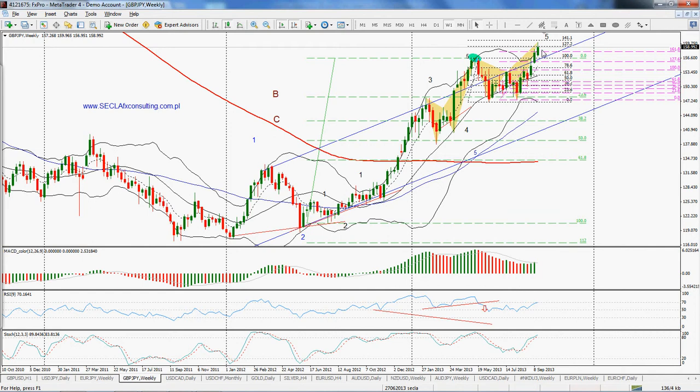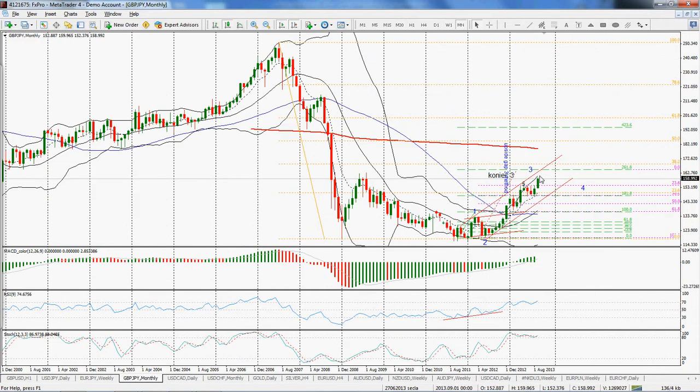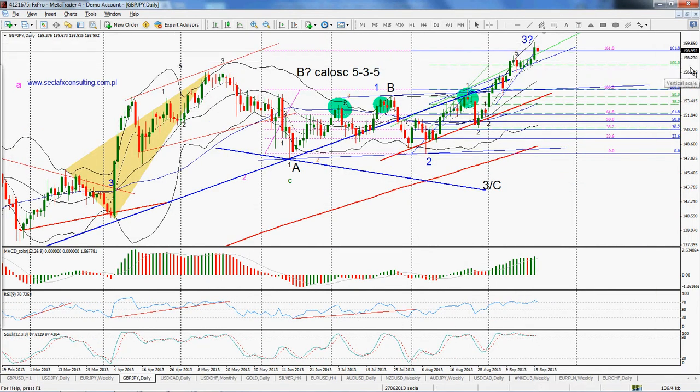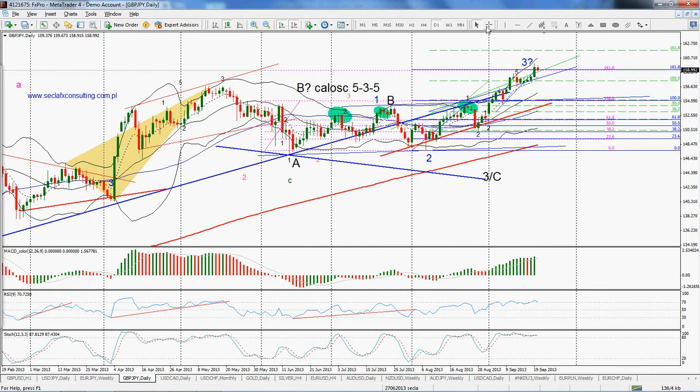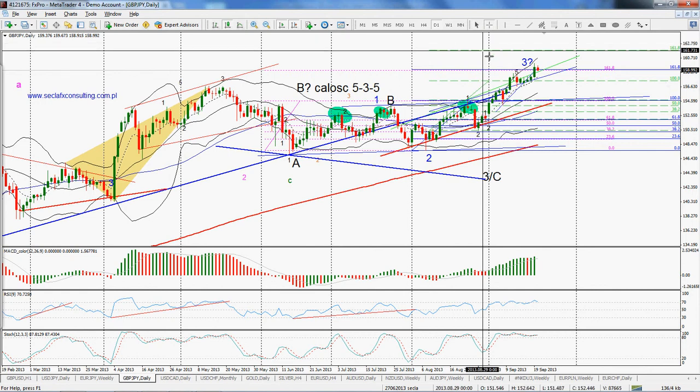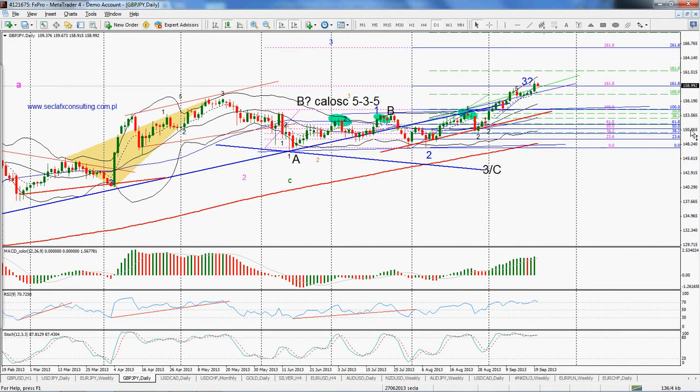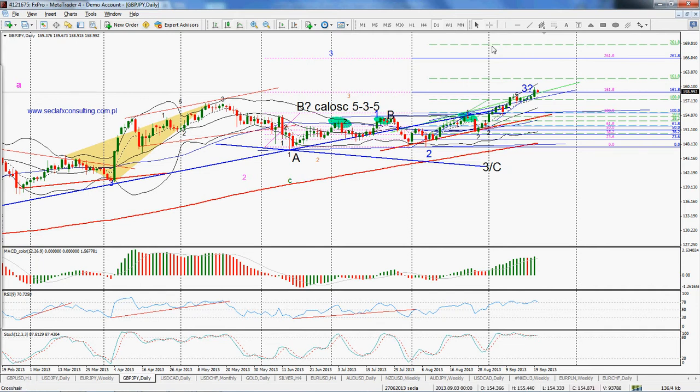That should be the last upward movement, and that should end this long movement here. But considering the monthly chart, we can see the third wave ending somewhere here. So this is 165.30. What we've got here. Is it around the same level? No, it's not yet. It is something else. Another one.